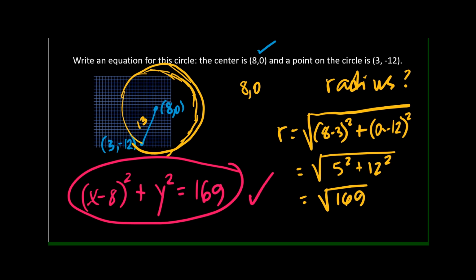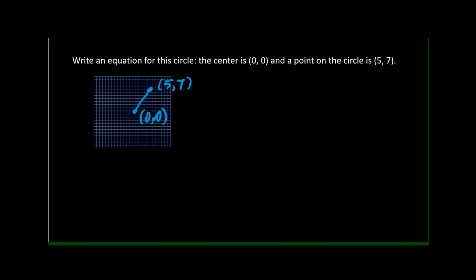Last one. Write an equation for this circle. The center is 0, 0, and the point on the circle is 5, 7. And here we're going to see, look, they've already given us the center, so we could go ahead and do the left side of our circle equation. X minus nothing, x squared. Y minus nothing, so that is at the origin there.